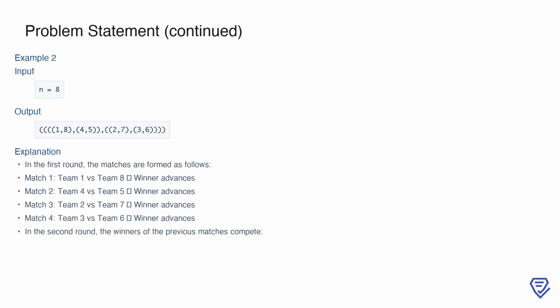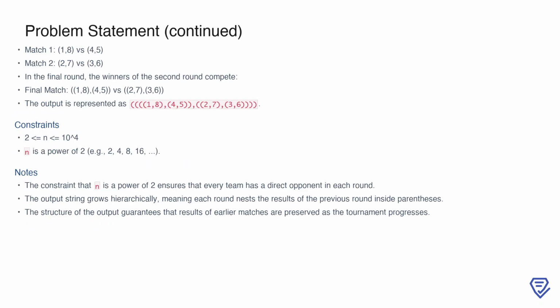In the second round of the example with n equal to 8, the matches are as follows: the winner of (1,8) competes against the winner of (4,5), and the winner of (2,7) competes against the winner of (3,6). Finally, in the last round, the winners of these 2 second-round matches face each other to determine the overall champion. The hierarchical output string for this entire tournament is (((1,8),(4,5)),((2,7),(3,6))). This format preserves the structure of the competition, clearly showing how the winners progress through each round.